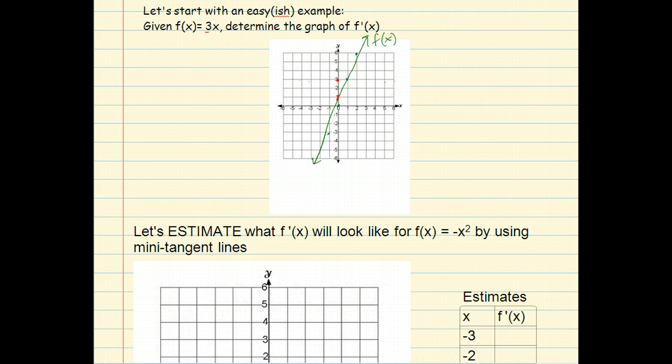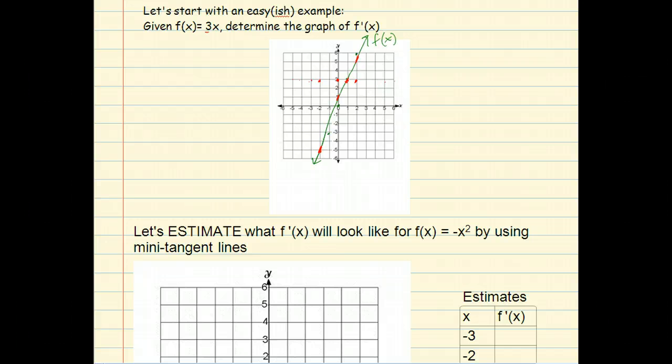At x equals 1, what's the value of the derivative? Oh, it's 3. When x equals 2, oh yeah, the slope right here is still 3. So when x equals 2, the derivative is 3. How about when x equals negative 2? The slope of my line, oh yeah, it's 3. So I come up here and plot it at 3.